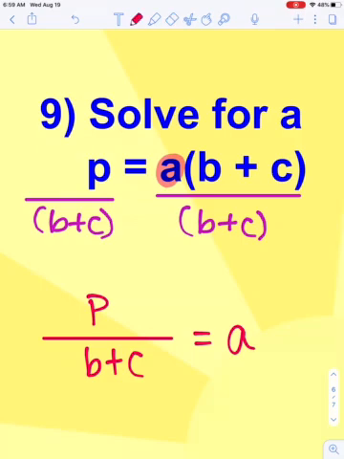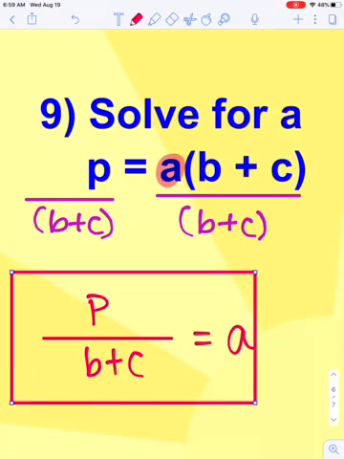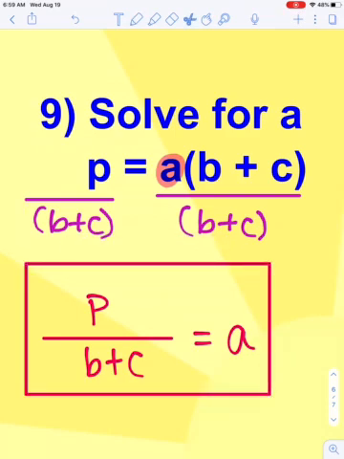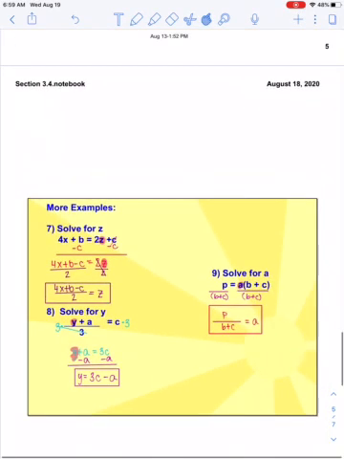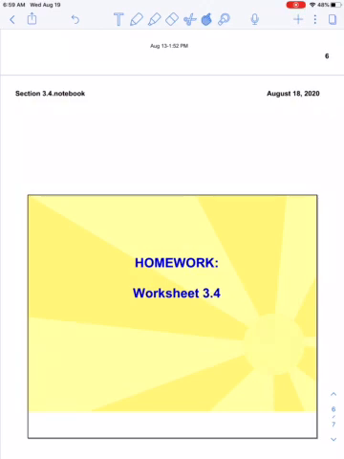You don't have to have the parentheses on the bottom. You can if you want to. As long as they're both clearly on the bottom, you do not have to write the parentheses. And then you're done.